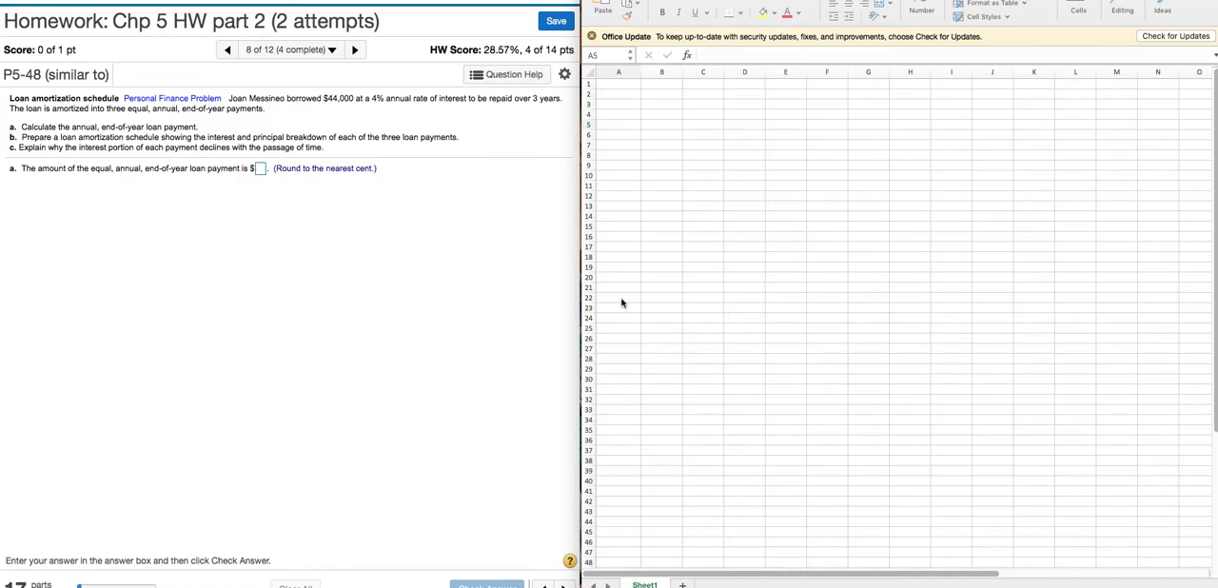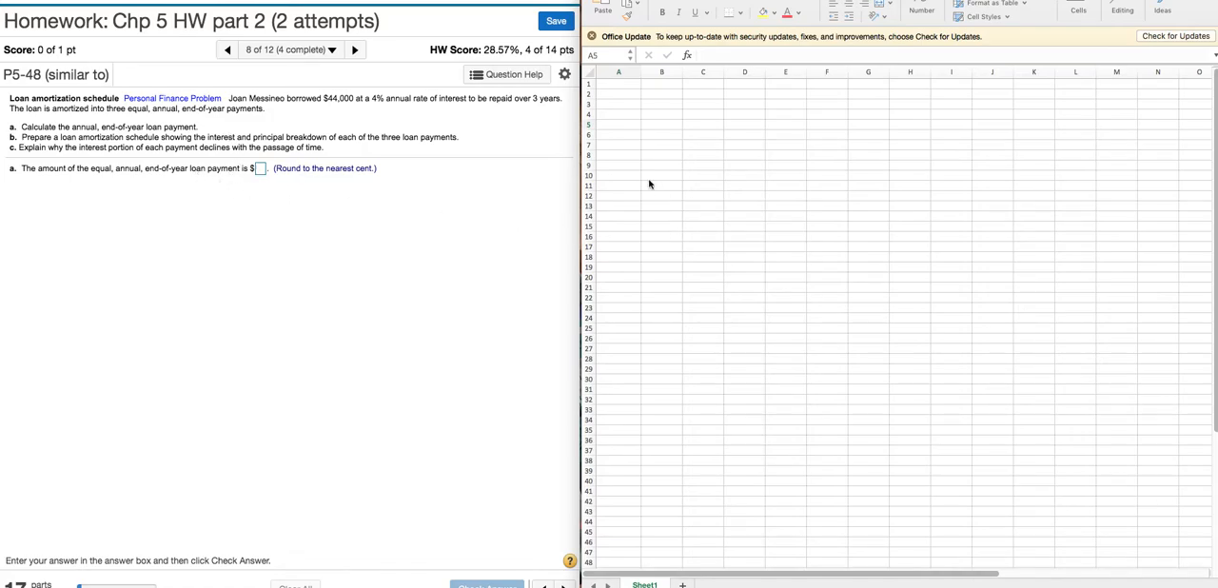Problem 5-48, and here we are talking about calculating loan payments and creating a loan amortization schedule as well. So Joan borrowed $44,000 at a 4% annual rate of interest to be repaid over 3 years. And so we have a loan that's amortized into 3 equal annual end-of-year payments.